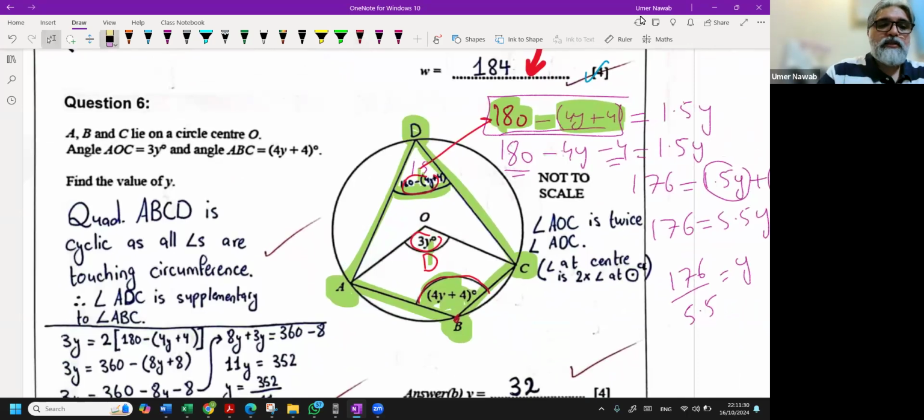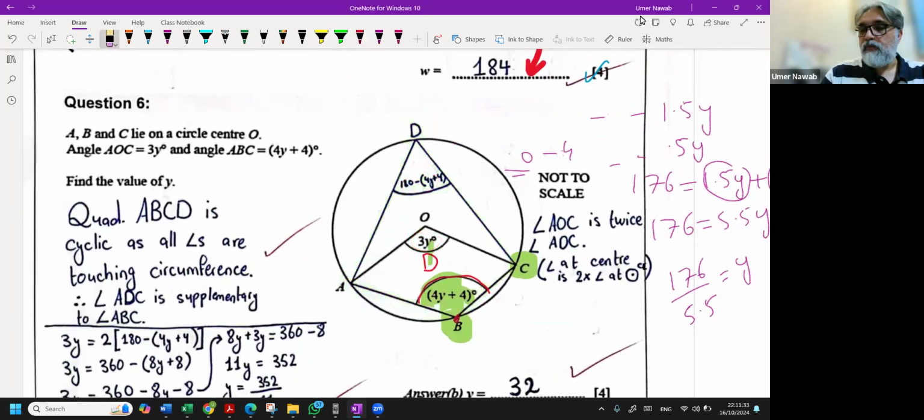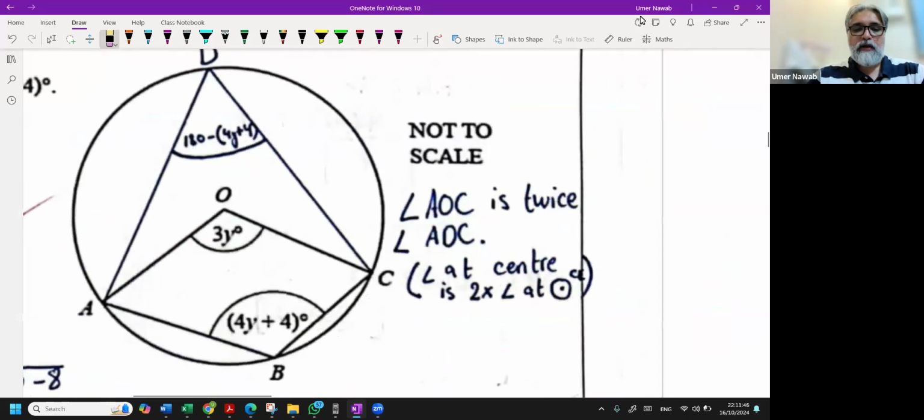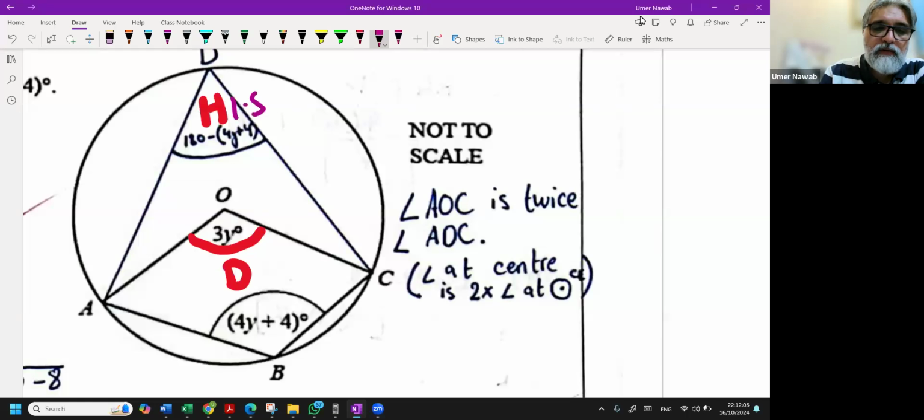Question number 6. I'm going to raise this, I'll explain you again. In this property, guys, I have the central angle. This is double and this is half. So if he says that this is 3y, that should be 1.5y. So this angle is 1.5y.